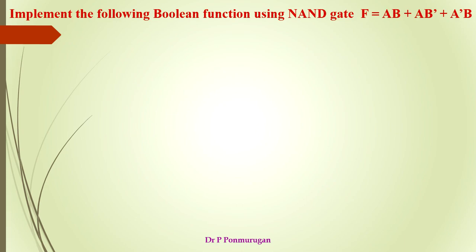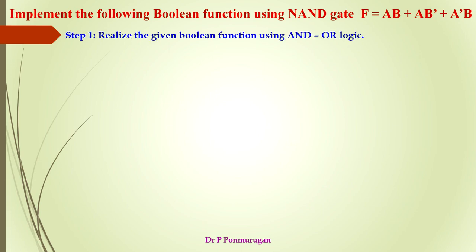Let us see an example. Implement the following Boolean function using a NAND gate. The expression is F equal to AB plus AB bar plus A bar B. The first step is to realize this expression using AND OR logic.